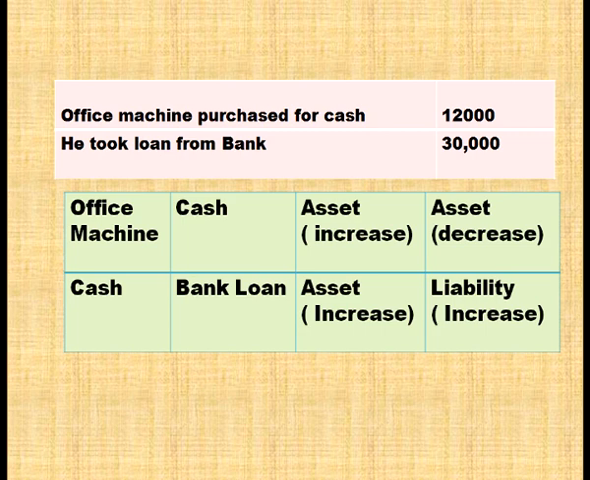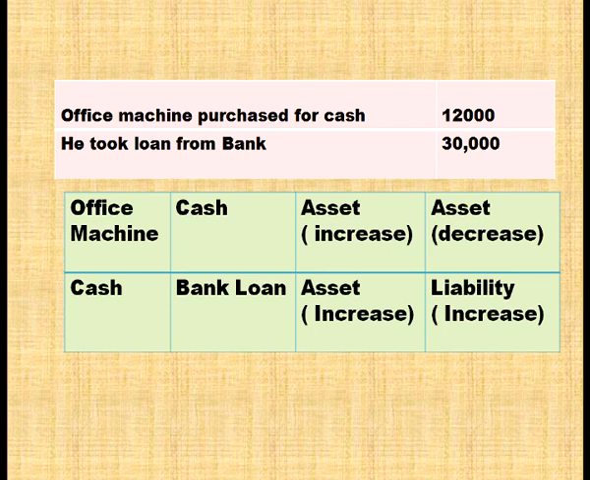Bank loan being a liability, it is increased. Rule for liability, when it is increased, it is credited. When it is decreased, it is debited. So cash account and bank loan account are the affected accounts and cash account is debited and bank loan account is credited.